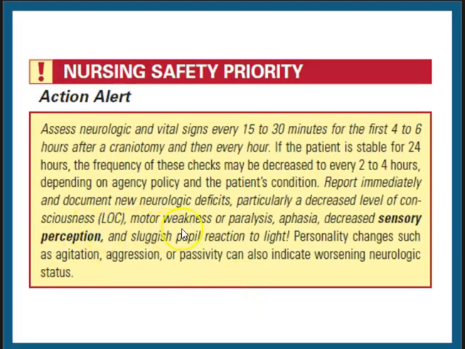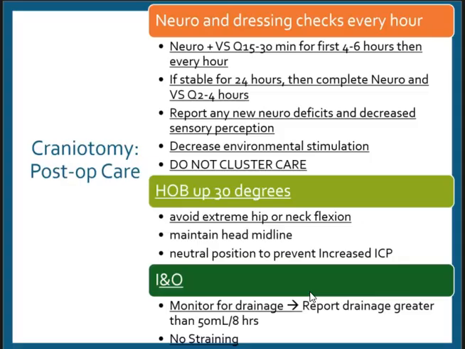Loss of consciousness, motor weakness or paralysis, aphasia, decreased sensory perception, sluggish pupils, your PERLA, your neuro status. Personality changes such as agitation, aggression, or passivity also indicate worsening neuro status. So post-op care: neuro assessment and vital signs every 15 minutes for the first 6 hours. Stable for 24, then you can decrease it to every 2 to 4 hours. Report any neuro deficits and a decrease in sensory perception.